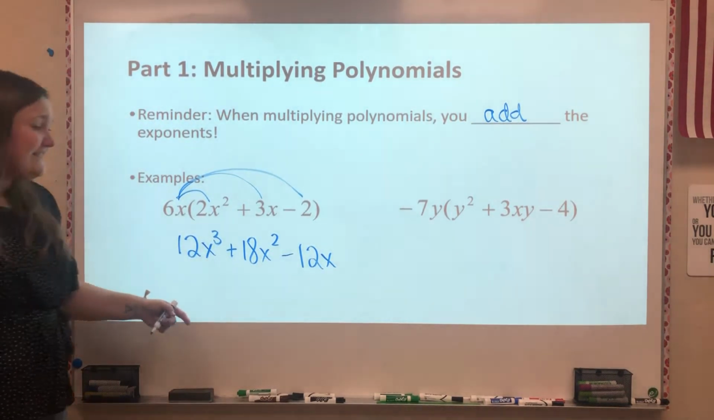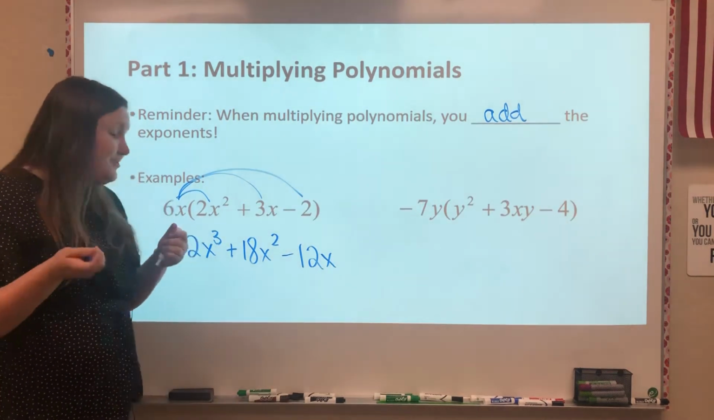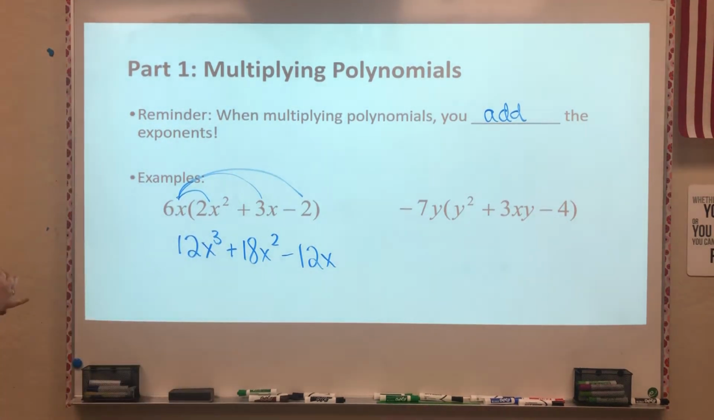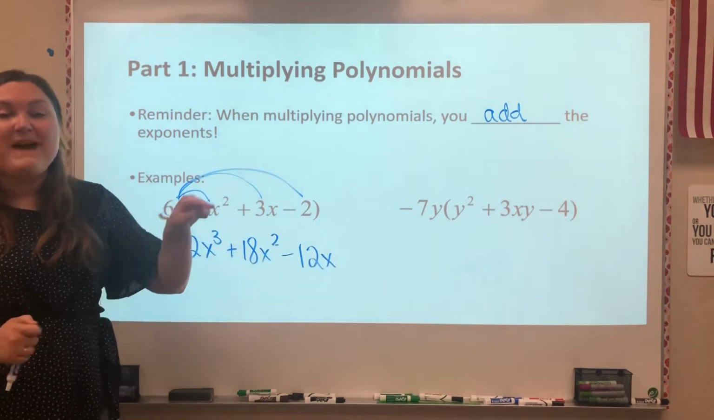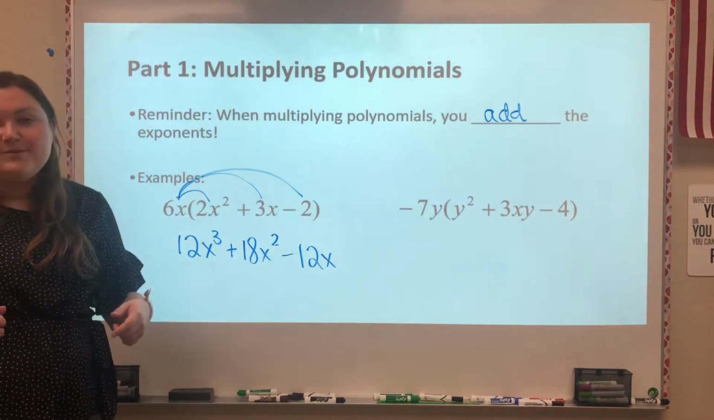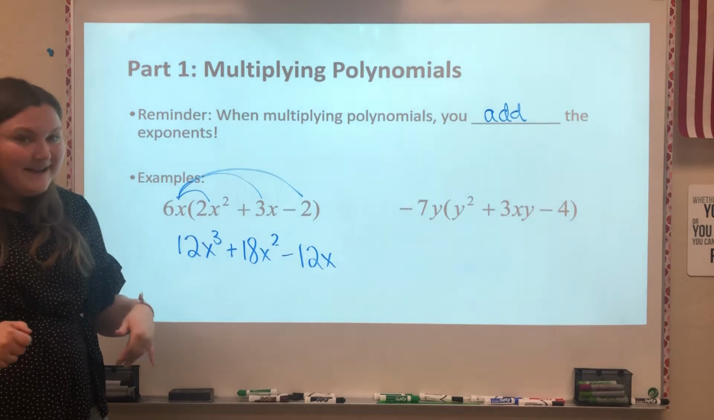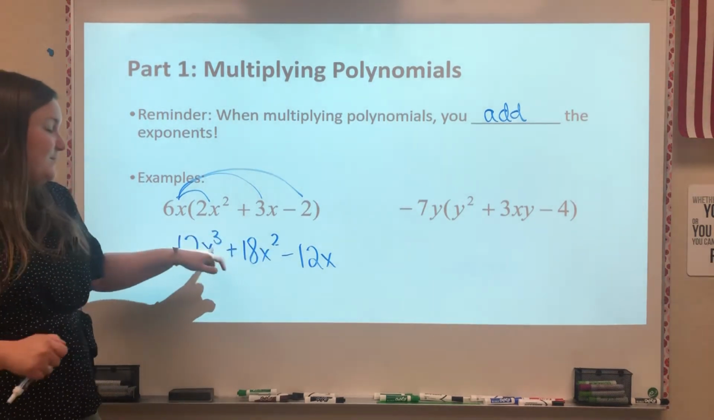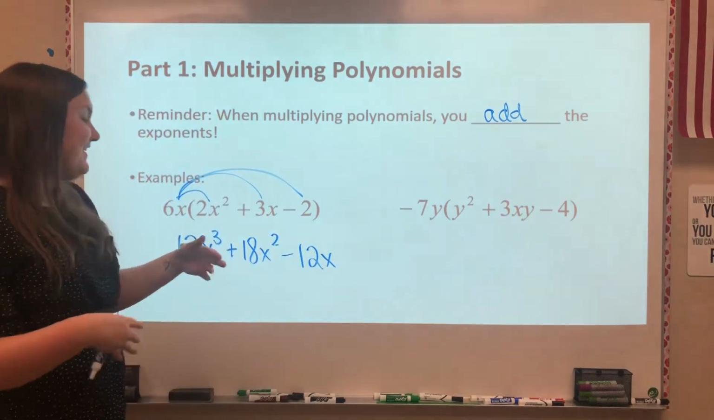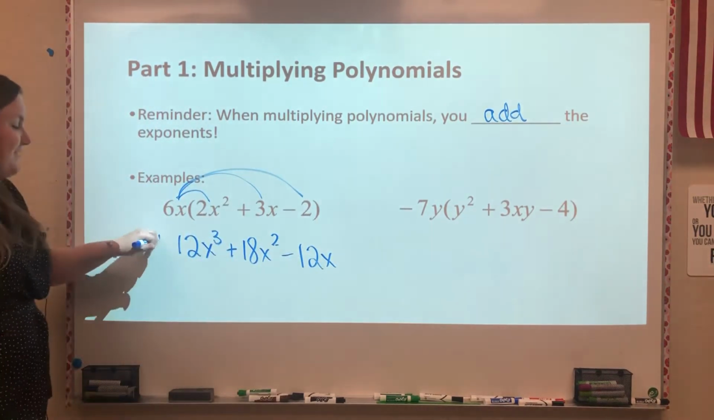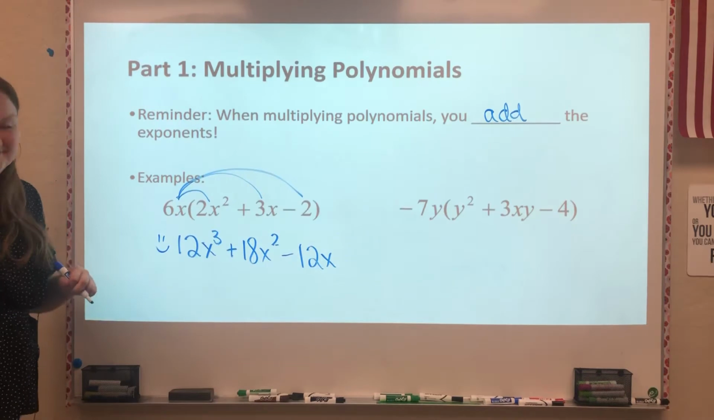I could check this to see if there's anything else I can do. What do you think? Well, I see that all of my exponents are different. We had learned back in adding and subtracting polynomials that you can only combine them if they're the same. So because of all of those exponents being different, there's nothing else I can do. I can't add or subtract anything together. This right here is my final answer.